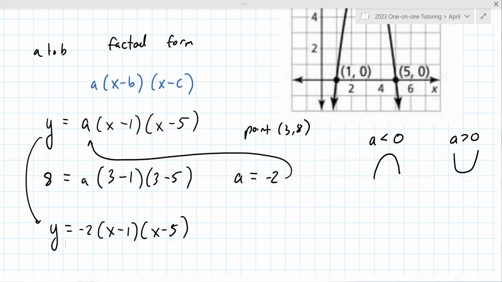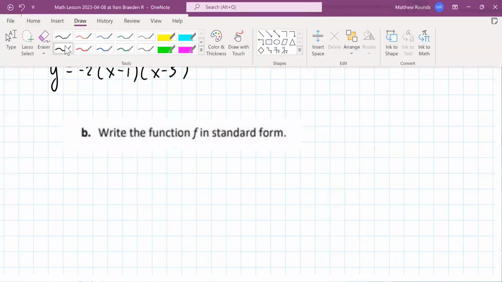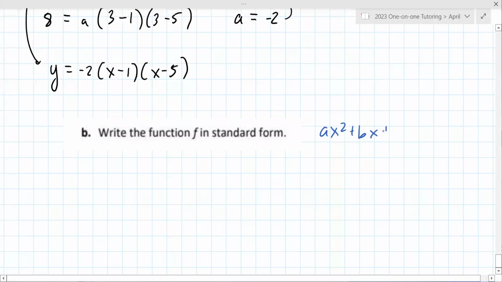Now we can write the equation in standard form. All right, so standard form is ax squared plus bx plus c. How does that differ from what we have here?